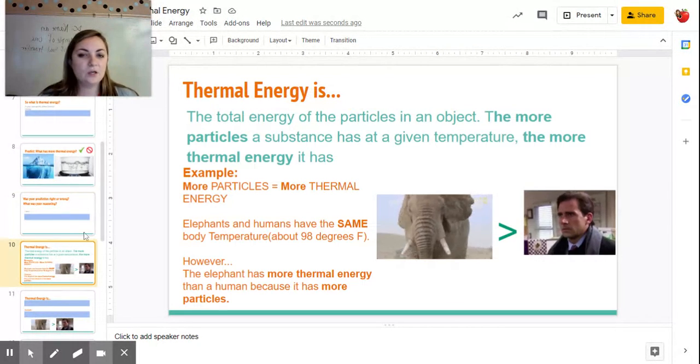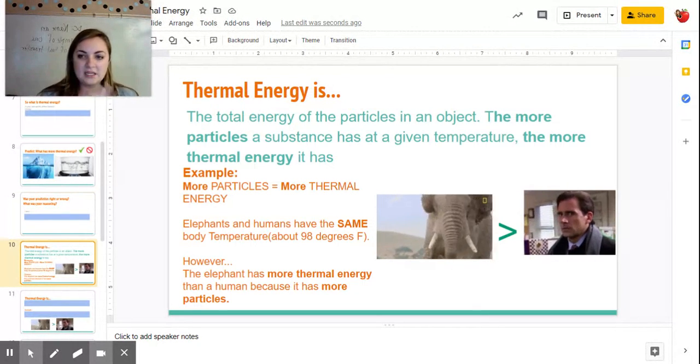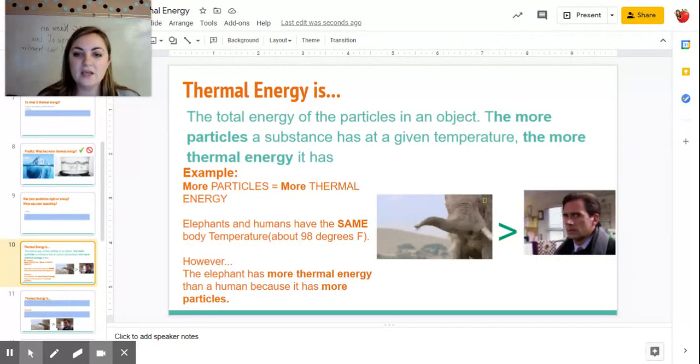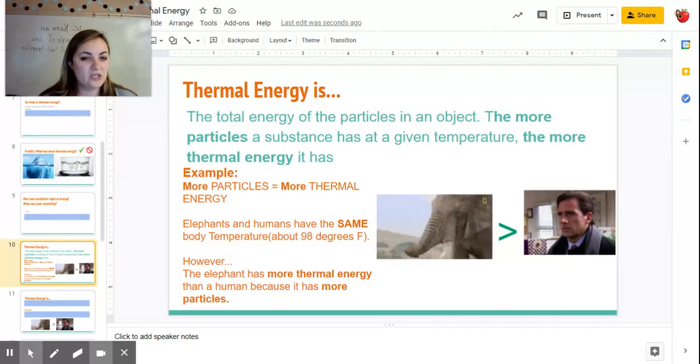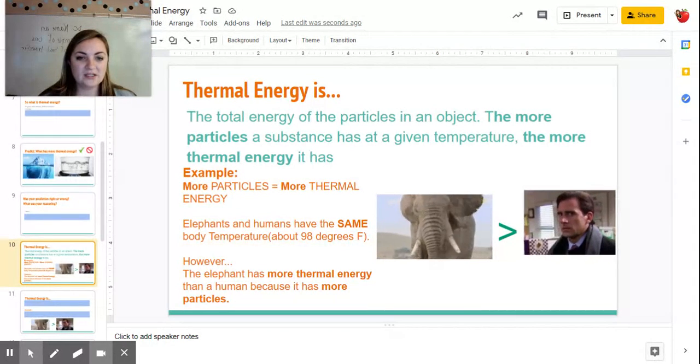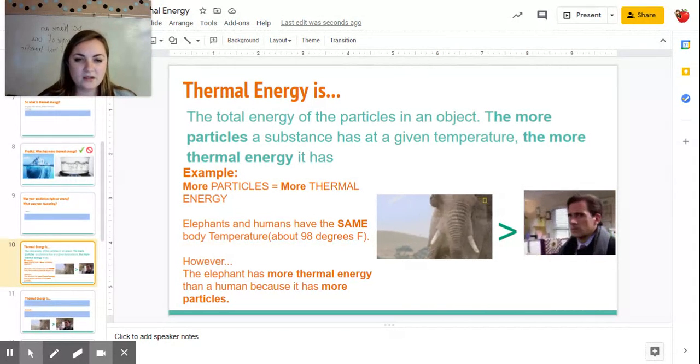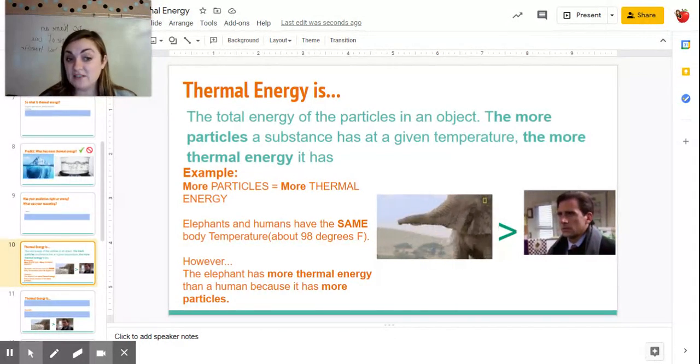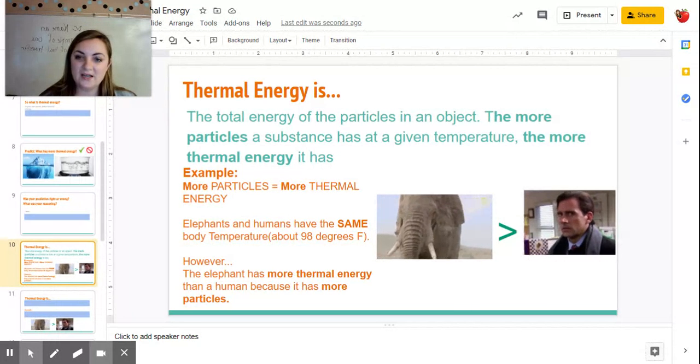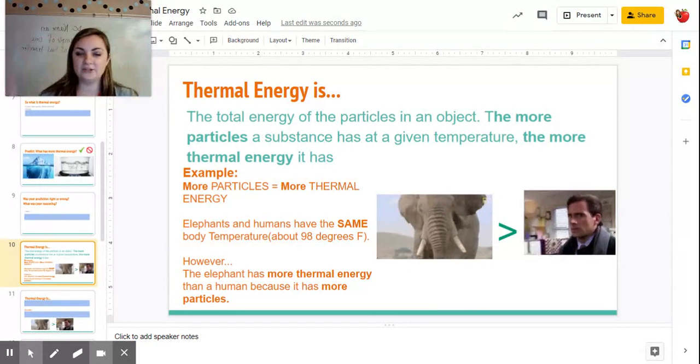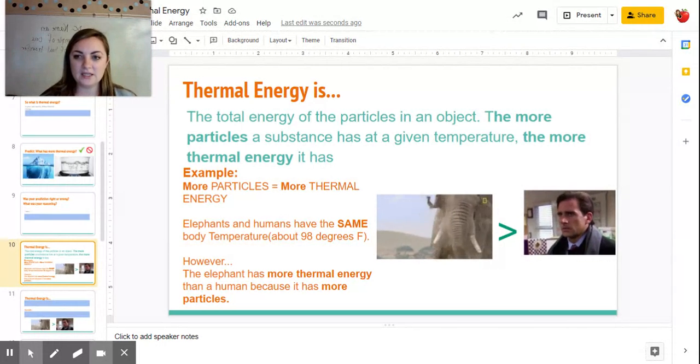So what is thermal energy? So again, we're going to pause. You can keep coming back and forth to type this into your notes. Thermal energy is the total energy of the particles in an object. The more particles a substance has at a given temperature, the more thermal energy it has. So it's the total energy of all of the moving particles in that substance.